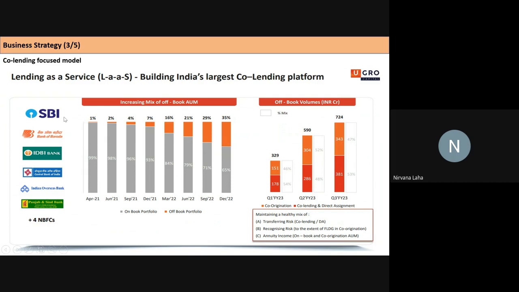And we have spoken to them. They have said that all these banks are happy so far with the kind of underwriting that they are doing. And they are all looking to increase the amount of co-lending that they do with UGRO.